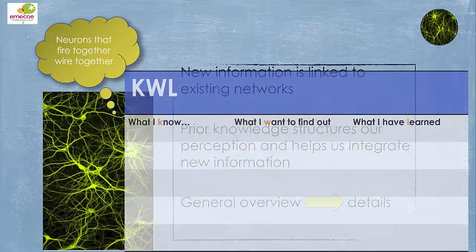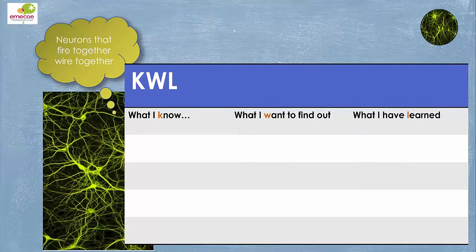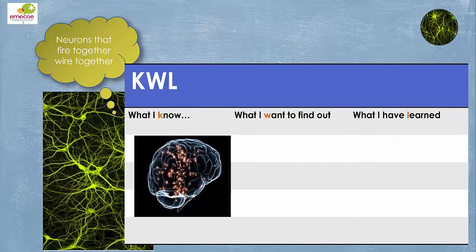The well-known KWL grid used in most American classrooms does exactly this. K here stands for what I know already. Learners activate their prior knowledge. They search their neural networks for information about the topic. These networks will then be actively guiding what comes next.